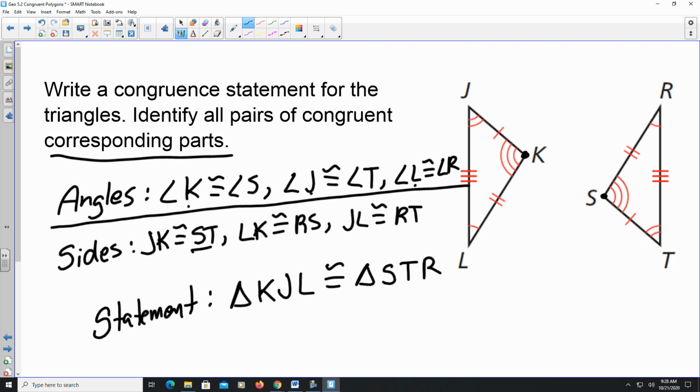Could this congruency statement be written differently? Sure. You could write it another way and say triangle LJK would be congruent to triangle RTS, and that would also work as well. But remember, you have to keep consistent with your corresponding angles and the corresponding sides for the congruency statement to be true. You can't change the order of the statement without changing the order of the other one with respect to its corresponding angles and corresponding sides.